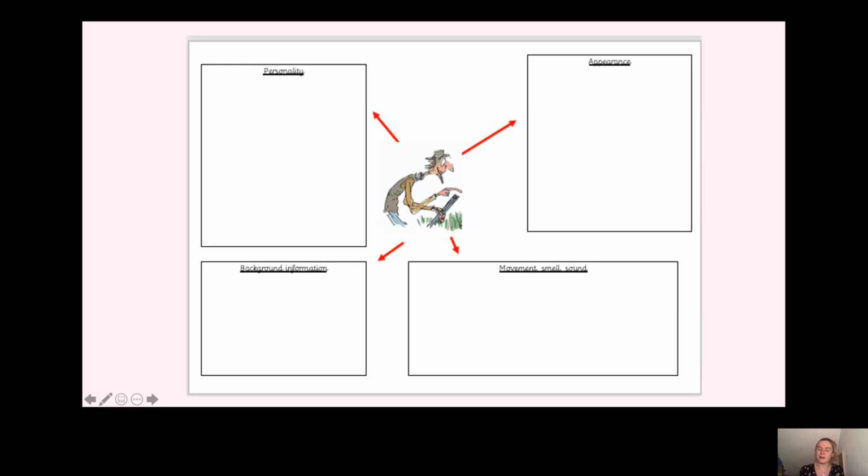Okay, year 2, so I'm going to leave you to have a go at completing your plan, and I will see you in our next English lesson, where we're going to be writing our character description.